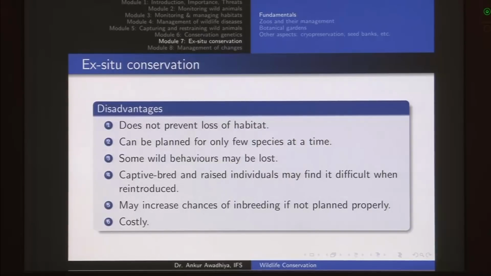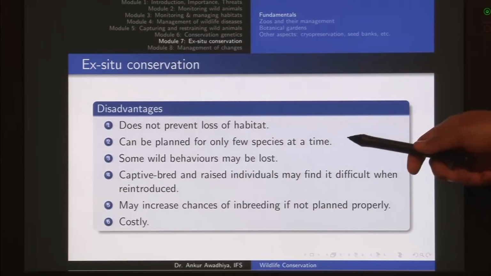But ex-situ conservation facilities also have their own share of disadvantages. One, it does not prevent the loss of habitat. You have created a specialized facility, you are monitoring your animals and giving them all the intervention, but when your concentration is only on ex-situ conservation, it is possible that the forests will continue to be lost and continue to get degraded. So it does not prevent the loss of the original natural habitat.